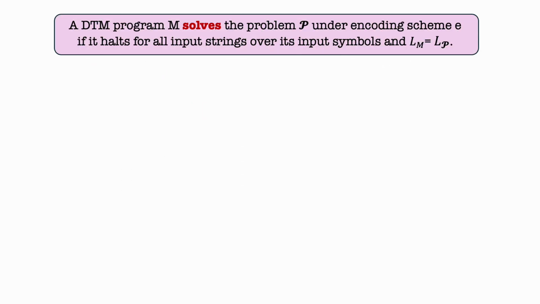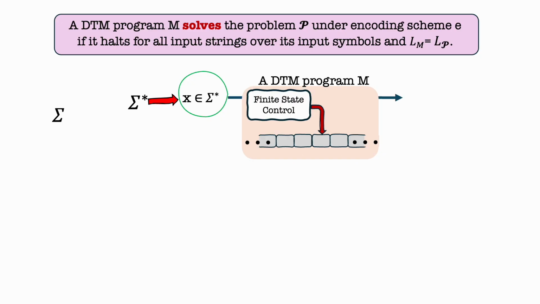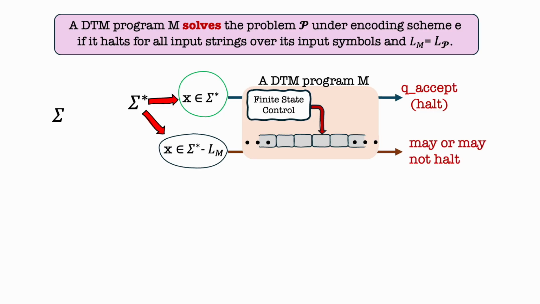We already discussed in the previous episode that we consider a set of input symbols. Among all possible strings, a specific set of strings x is given to the DTM program M as input. M halts at the state qaccept, and when we give the remaining strings as input, the DTM may or may not halt. We call the set of strings for which the final state is qaccept the language LM, right?